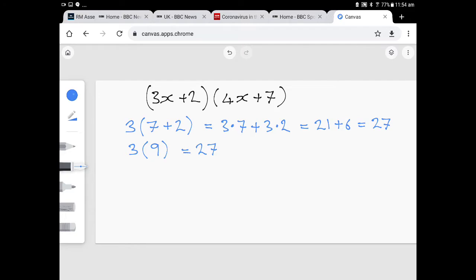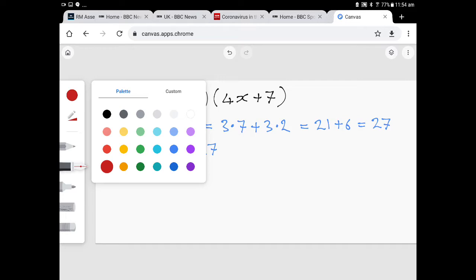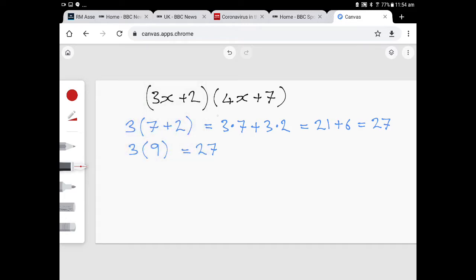But this is quite powerful, this idea that I can distribute this maybe slightly more complex operation like this. And this is what I'm going to do to try and tackle this more complex expression.